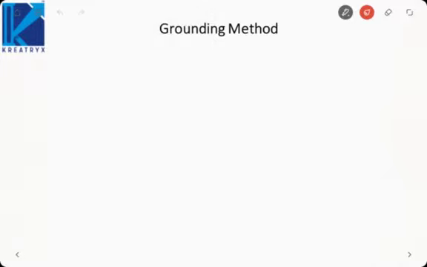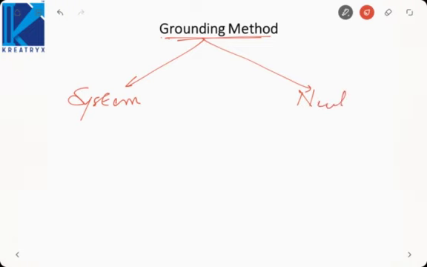So let us discuss how we can ground the system. Grounding methods are basically divided into two parts. One is called system grounding, the other is called equipment grounding. Now first of all, what is meant by system grounding? These two terms are actually the same, system or neutral grounding. So first of all, what is meant by system or neutral grounding?